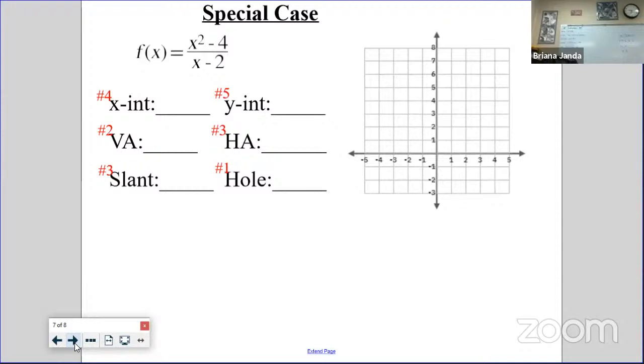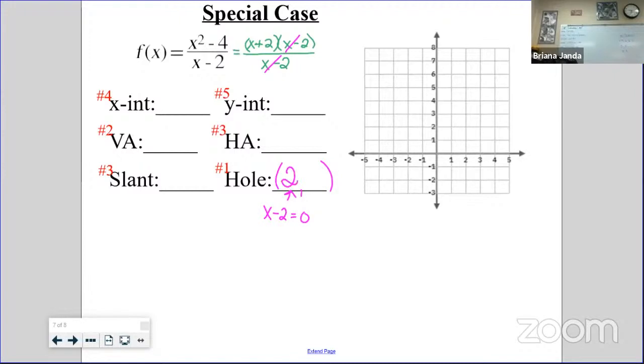However, when we go to factor correctly, is there a hole in this graph? Yes. So I cross that off. I know there's a hole, and what I just crossed off was an x minus 2. So I set that equal to 0 to find my x value of the hole, which is 2.